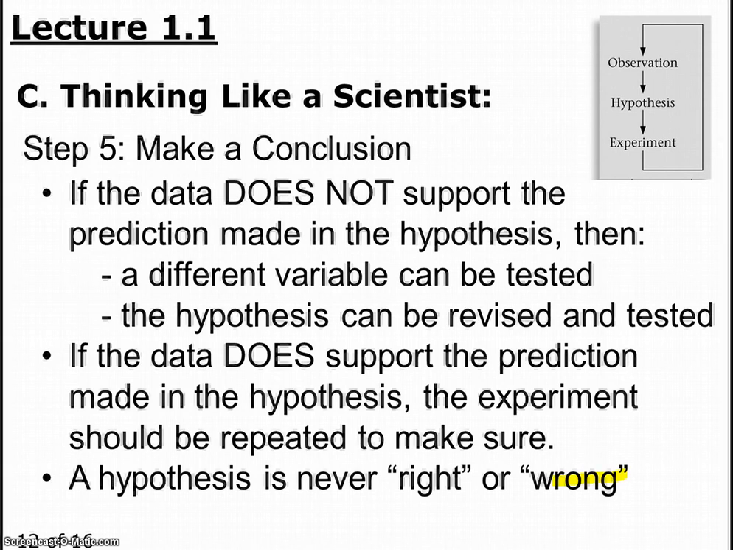It's important to know that a hypothesis is never considered to be right or wrong. It's considered to be supported or not supported by the data. So, if the data does not support the prediction you made in your hypothesis, then you can do one of two things. You can either choose a different variable that you can test to see if that makes the hypothesis more accurate, or you can change your hypothesis. You can revise it and then test that.